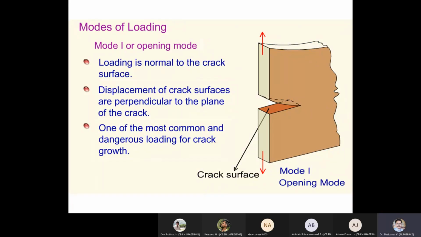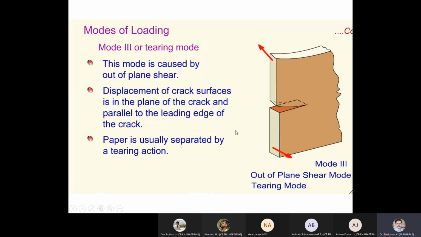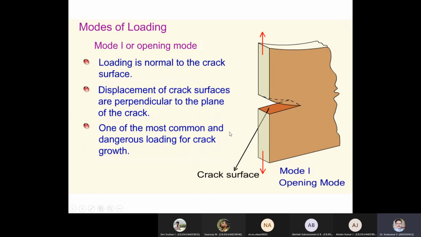So we'll start with the modes of loading. Yesterday where we stopped, I told you this is one of the milestones in fracture mechanics. I told you the importance of the loadings. There are actually three modes, three types of loading: mode 1, mode 2, and mode 3.